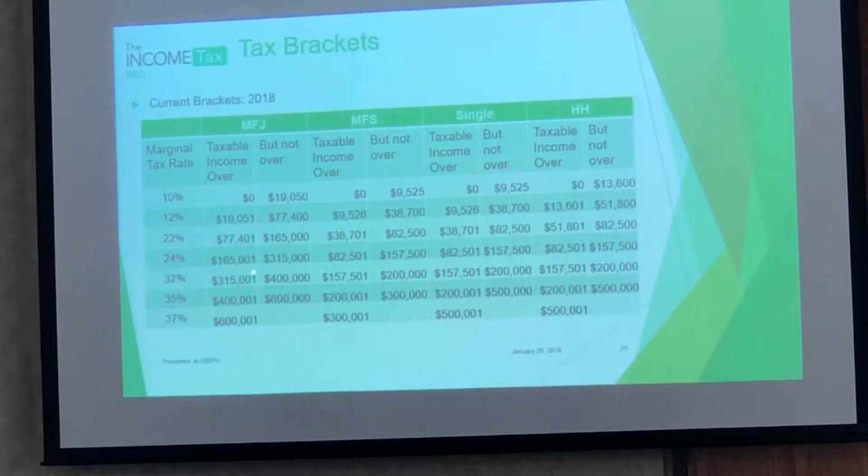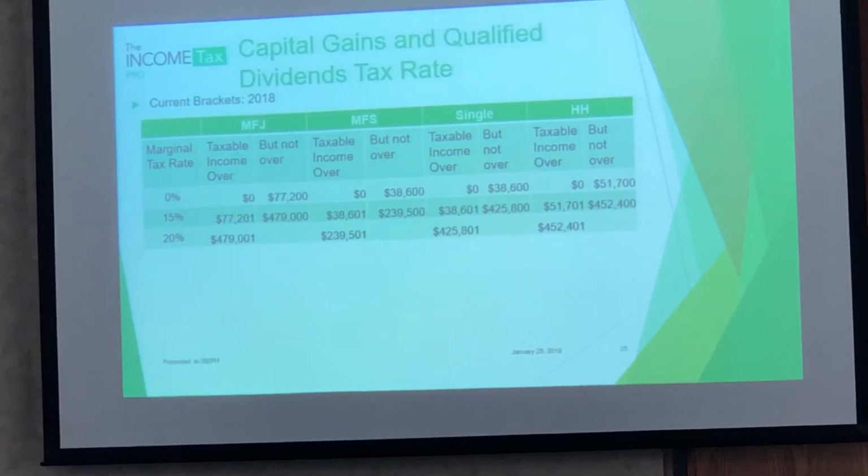If the spouse does not work, you just have one income, then you calculate all your deductions, you come up with taxable income, and then you look in here and you see what tax bracket you're in.